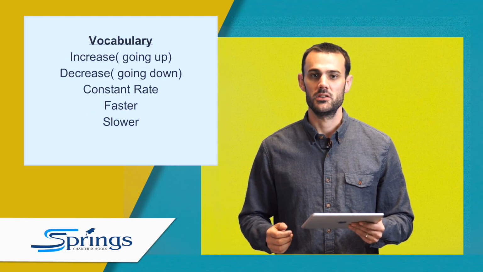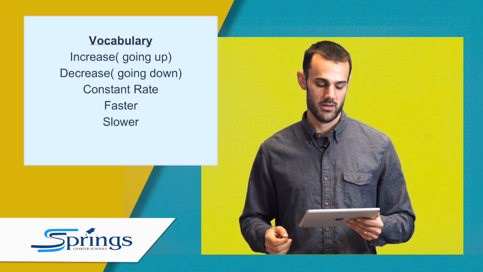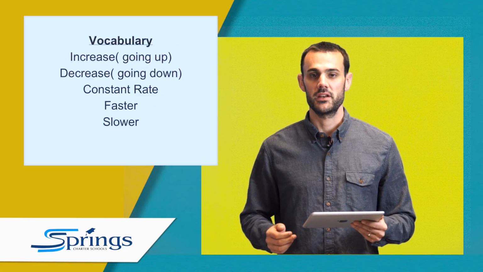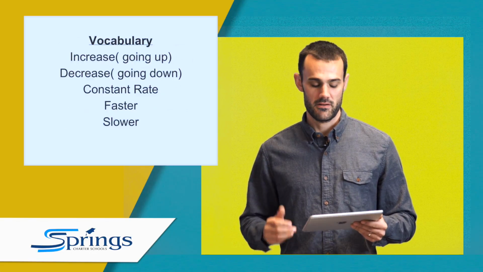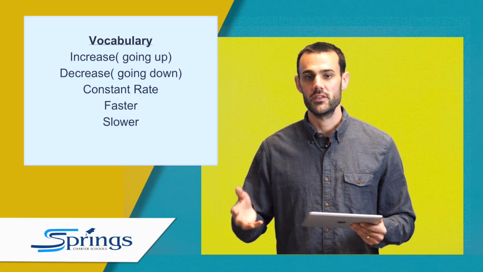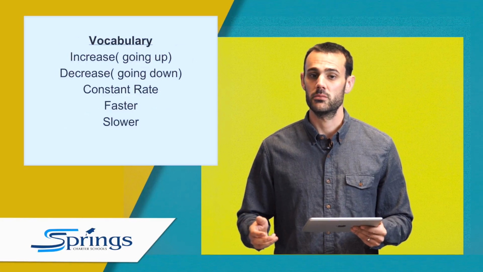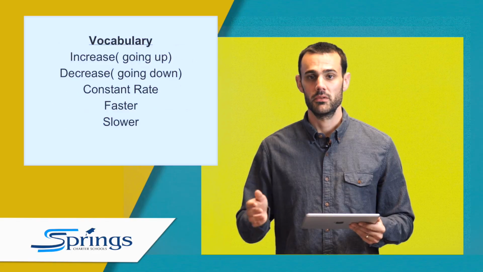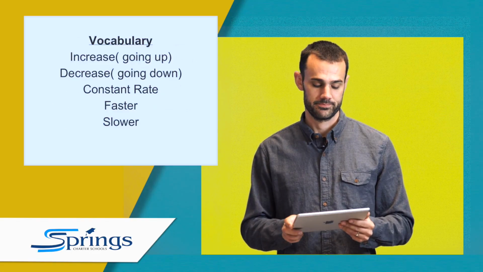So some key vocabulary that we can use to describe graphs. You can use the word increase, which means going up. We can use the vocabulary word decrease, which means going down. We can have the words constant rate, faster, and slower. Now this is a very short list. There are other vocabulary words out there you can learn to use when you're analyzing a graph. But let's go ahead and use these for today.